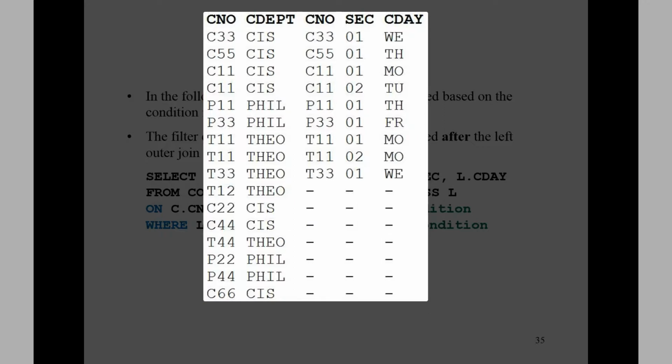If we then proceed to apply the filter, which is what happens when we include the filter in a WHERE clause, then there will be only one row among those 16 that satisfies the condition of CDay being equal to Tuesday. Hence, the result of the query produces exactly one row.